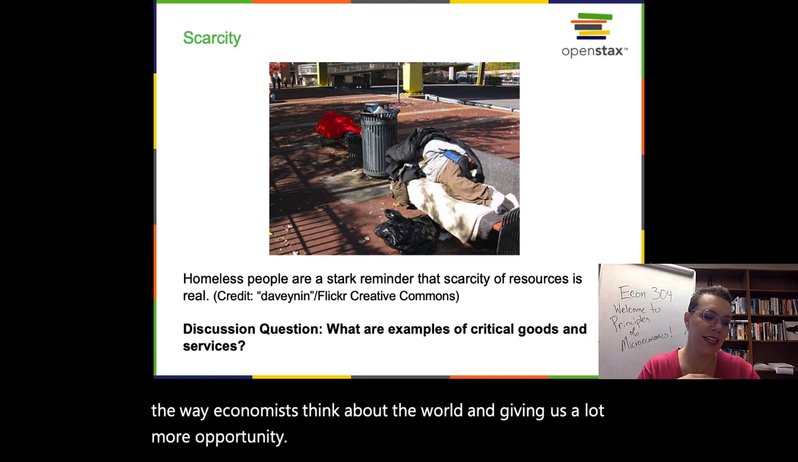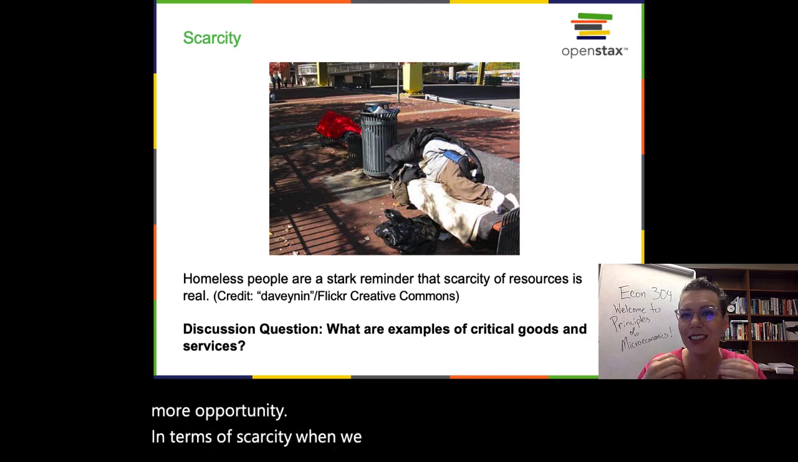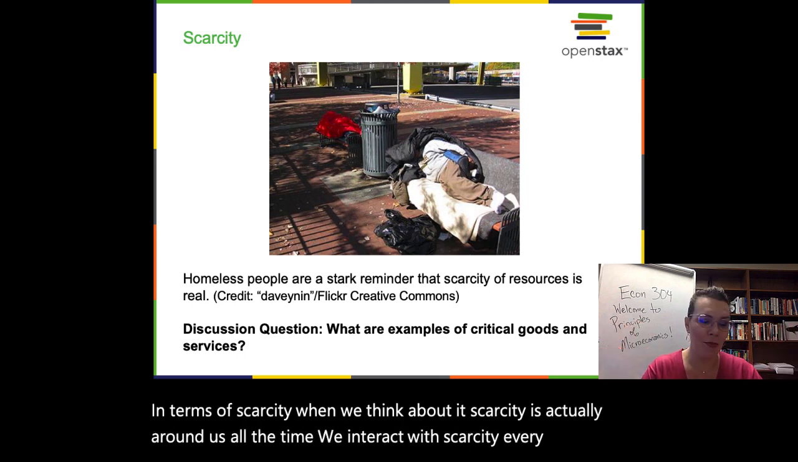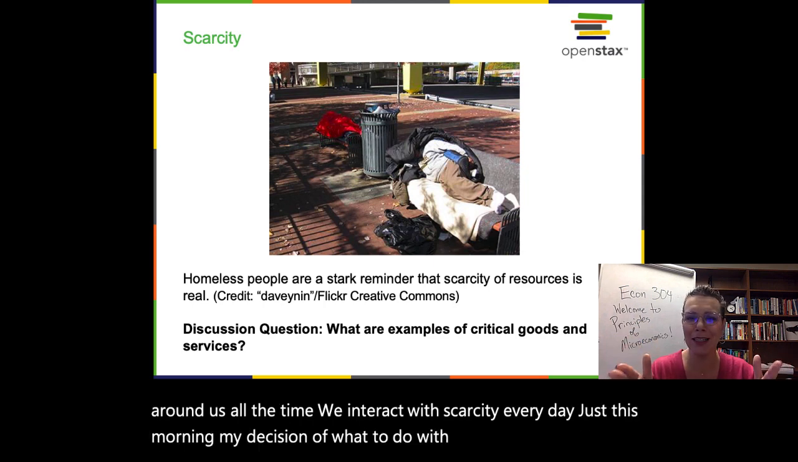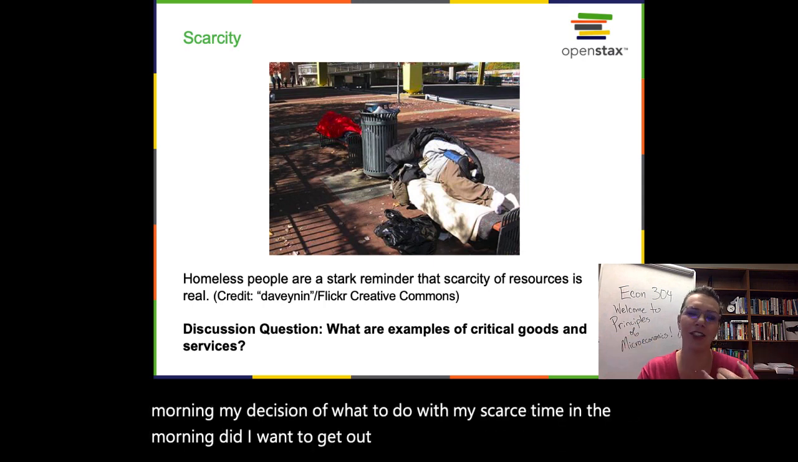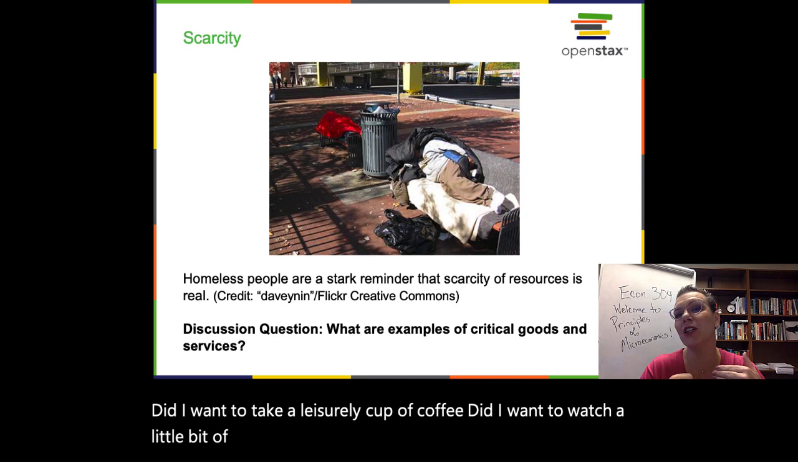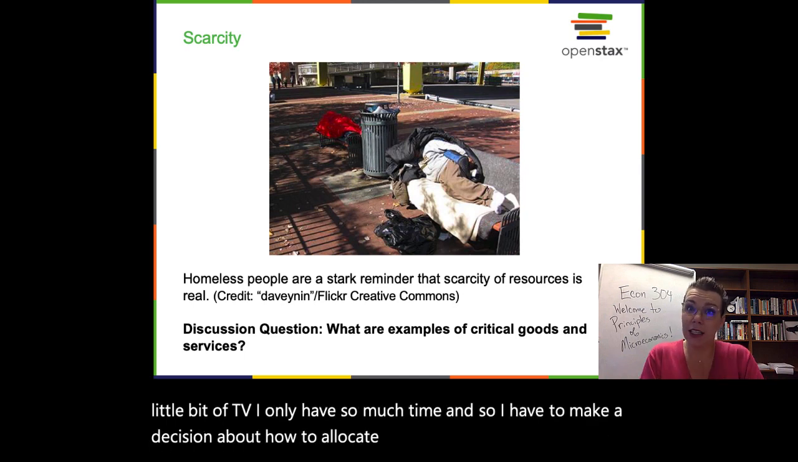In terms of scarcity, when we think about it, scarcity is actually around us all the time. We interact with scarcity every day. Just this morning, my decision of what to do with my scarce time in the morning. Did I want to get out of bed early and get a fresh start? Did I want to take a leisurely cup of coffee? Did I want to watch a little bit of TV? I only have so much time, and so I have to make a decision about how to allocate my scarce time, just like you do.